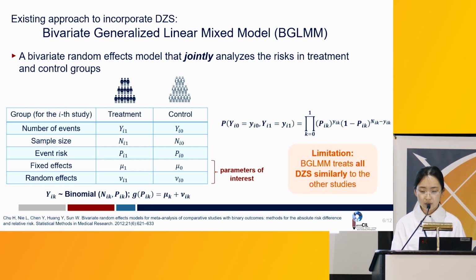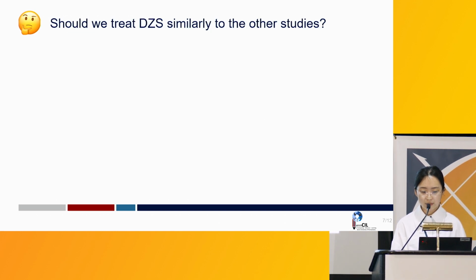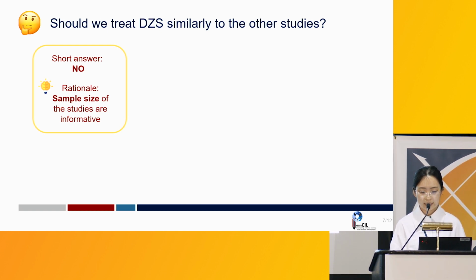However, one limitation with the bivariate generalized linear mixed model is that it treats all the double zero studies similarly to the other studies. The question then is, should we treat the double zero studies similarly to the other studies? The short answer is no, and let me explain why. The rationale here is that the sample size of the studies are informative. And let me explain this intuition through a simple example.